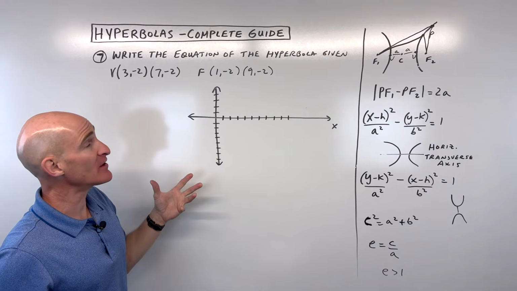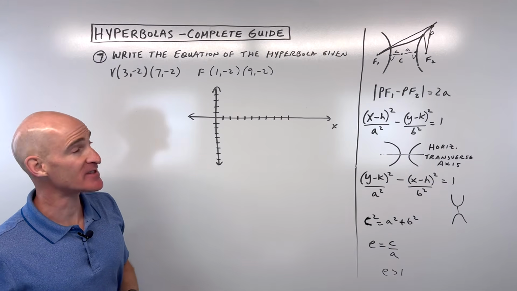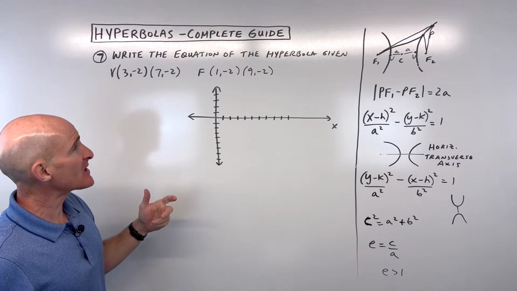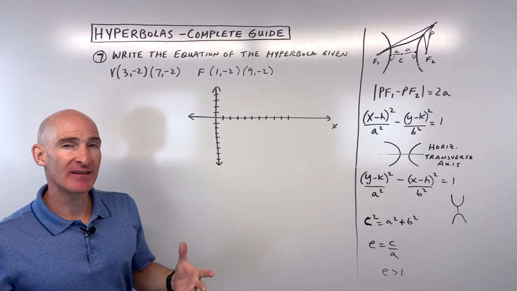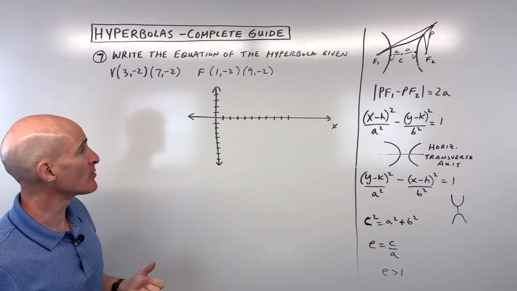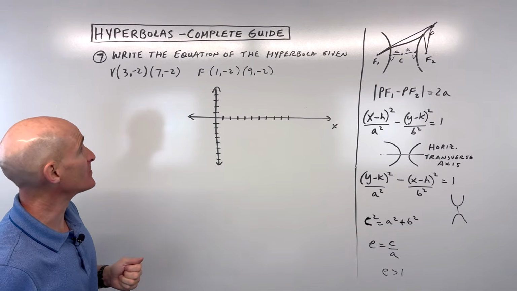Okay, for number 7, we're given the vertices of the hyperbola and the foci of the hyperbola, and we want to write the equation of this hyperbola in standard form. The first thing I like to do is draw a little sketch to help me get a feel for what this hyperbola looks like so that we can write the equation.